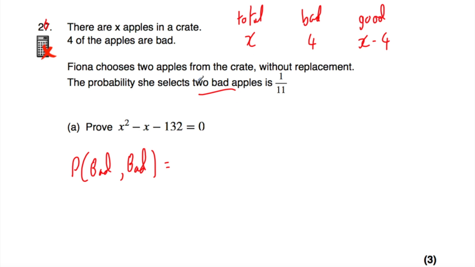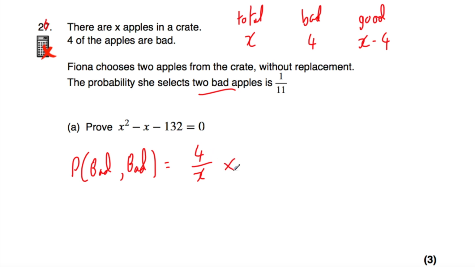So let's do that. Let's start off by finding the probability that the first apple selected at random from the crate is bad. So altogether there's X apples in the crate and 4 of them are bad. So the probability that the first apple is bad would be 4/X, because there's X altogether and 4 of them are bad.